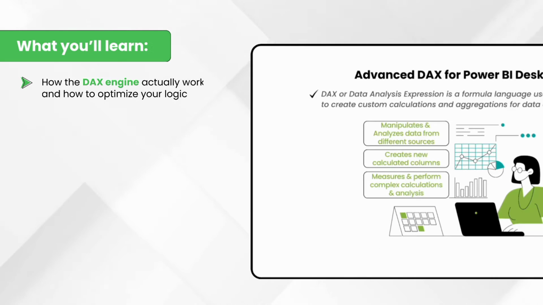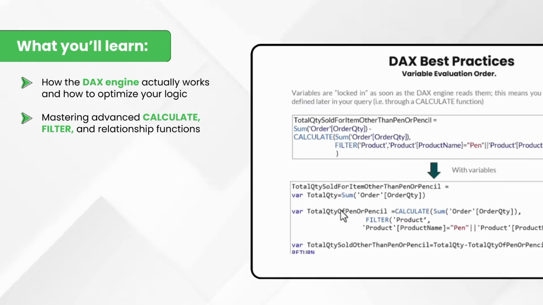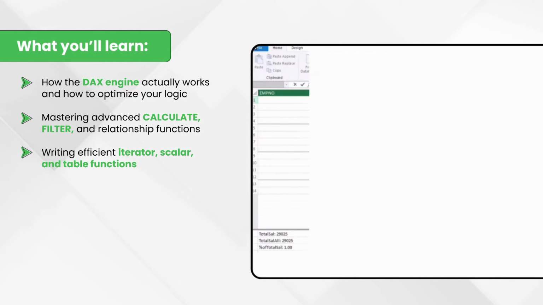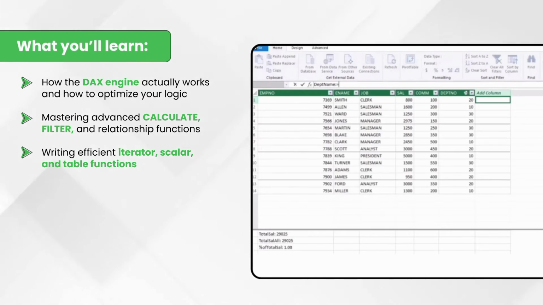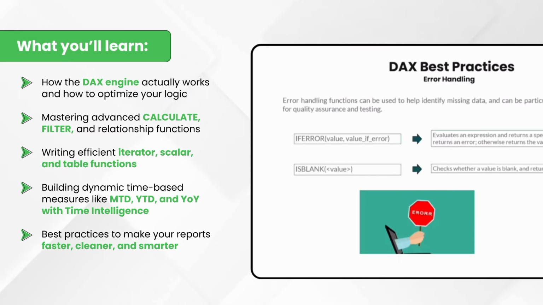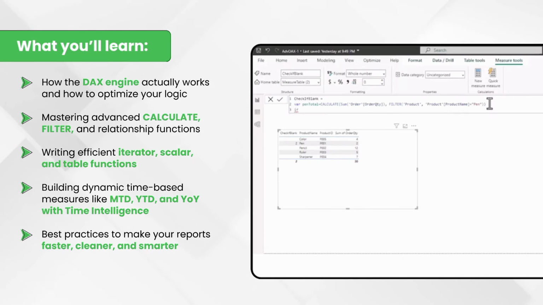Here's what you'll learn: how the DAX engine actually works, and how to optimize your logic. Mastering advanced calculate, filter, and relationship functions. Writing efficient iterator, scalar, and table functions. Building dynamic time-based measures like MTD, YTD, and YOY with time intelligence. Best practices to make your reports faster, cleaner, and smarter.